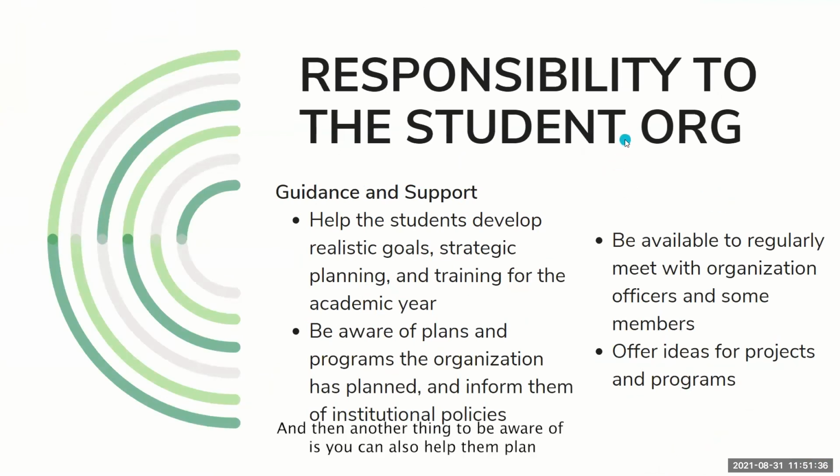And then another thing to be aware of is you can also help them plan any kind of realistic goals, planning for the year, what events they want to do, how they want to recruit members, based off their mission statement, how they want to exemplify that in the events they have. Be aware of programs that the organization has planned and inform them in institutional policy. Also be aware of the calendar UNT puts on their own events, and it's always important to make sure there's not an overlap so that people are able to attend your organization event. And then you can also meet with those organization members, the officers, one-on-one to help them with any more insight.